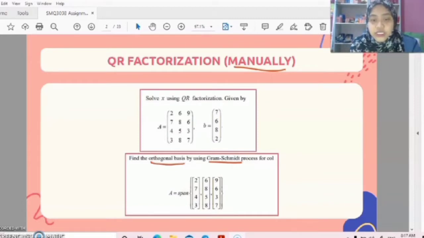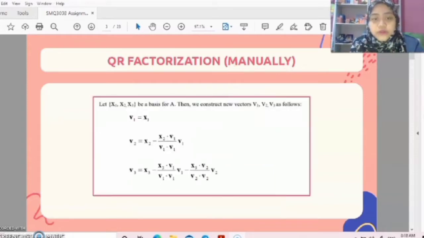2743, 6858, 9637. So, to find the orthogonal basis, this is the formula. This is the step by step.